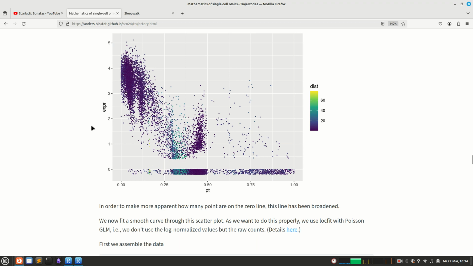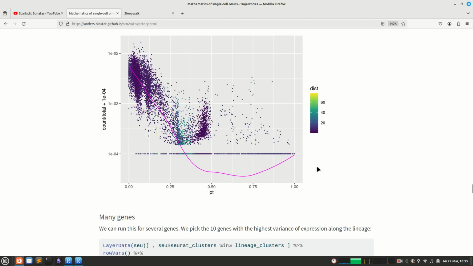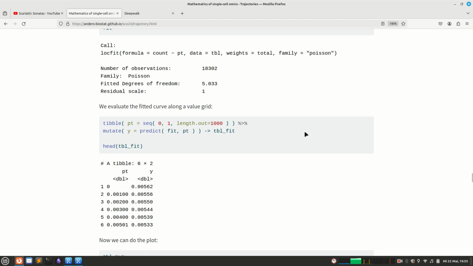Now I can do the next thing and ask, can I draw a smooth line through this point cloud, which shows me how the expression typically changes? And this is what I've done here with this magenta line. As you can see, it goes through the middle here, and here it does something funny. It goes below and up again. And that's actually not a mistake, but proper behavior.